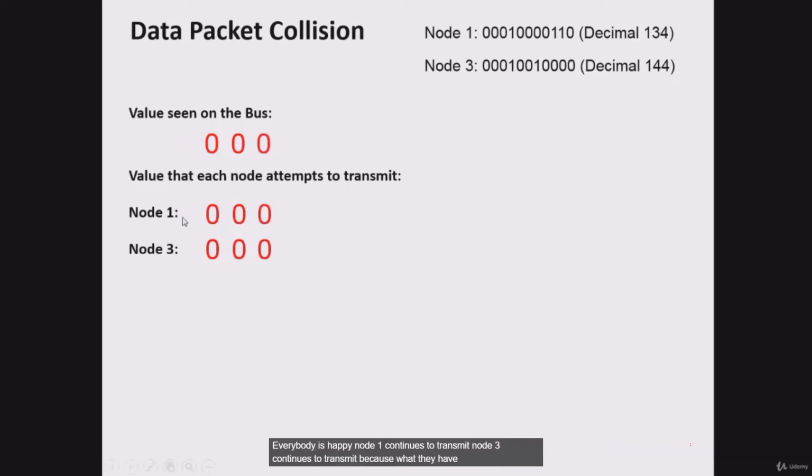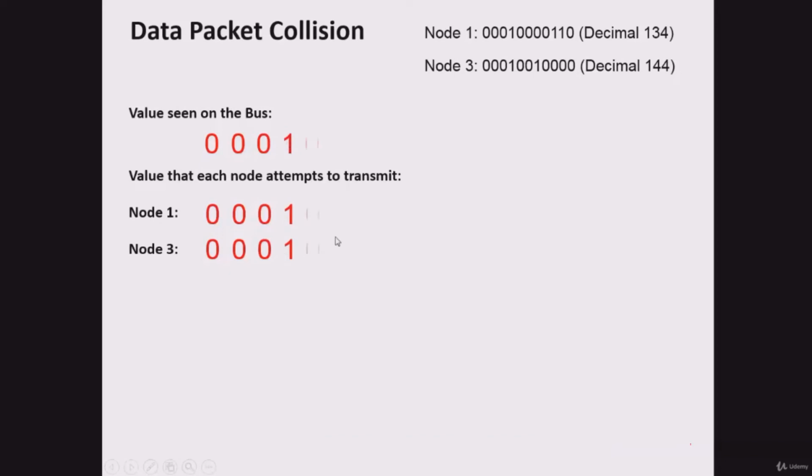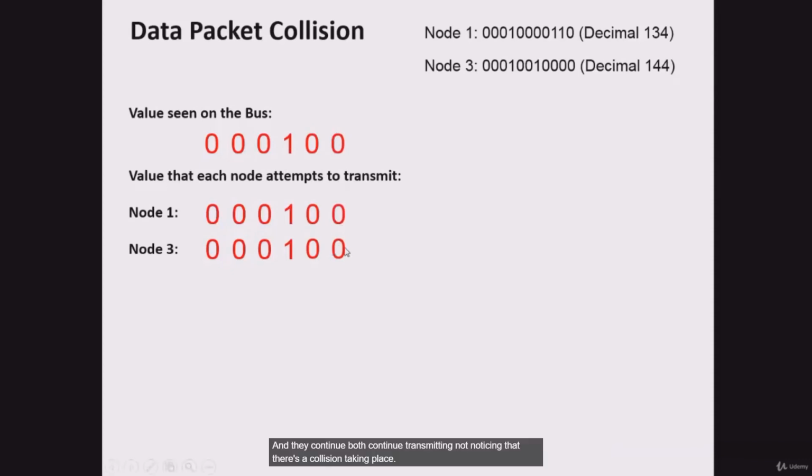Everybody is happy. Node 1 continues to transmit, node 3 continues to transmit, because what they have transmitted, the bit, they read it back and they say, oh, that's the same one I transmitted, I'll keep on transmitting. There we go again. Node 1 transmits a 1, node 3 transmits a 1, and they both read back a 1 and say, oh, fine again, let's go again. 0, then 0, and they both continue transmitting, not noticing that there's a collision taking place. They just keep on transmitting.